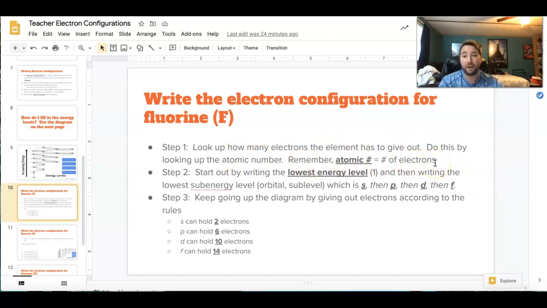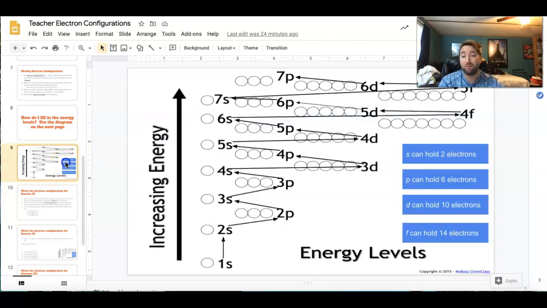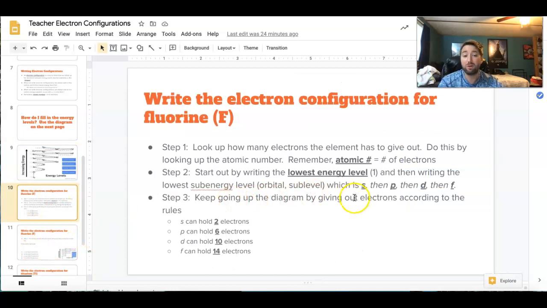After you figure that out, you're going to start by writing the lowest energy level, which is always 1, and then the lowest sub-energy level. Remember, sub-energy level means orbital, sublevel, shape. So you're going to start with 1, and then go 1s. And remember, you can use these little reminders over here to figure out how many electrons each one holds. Then you keep going up the diagram, giving out the electrons according to the rules.